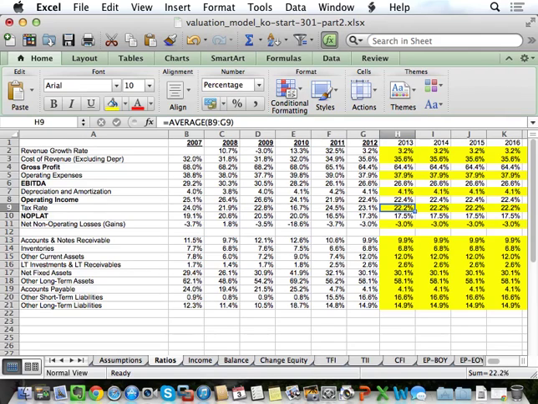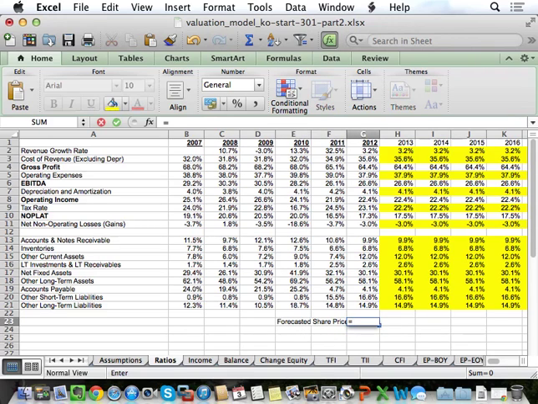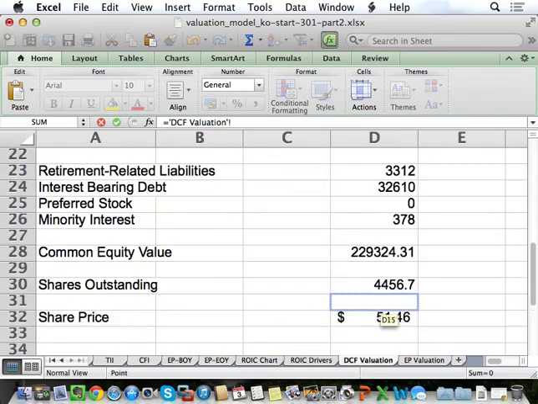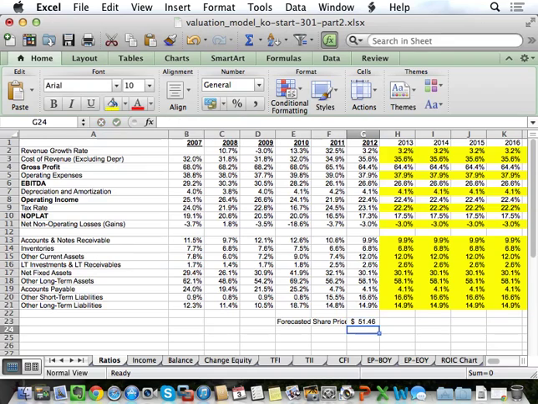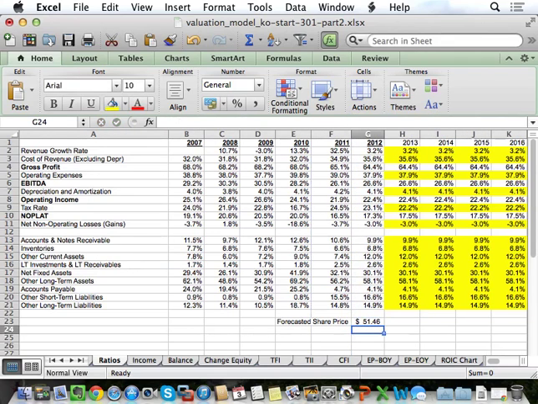And I'm going to put in forecasted share price. And then I'm going to refer to the DCF valuation share price as a reference so that when we finish the valuation of a company, we start changing the ratios, we don't have to keep jumping back and forth between tabs. We can actually see, as we change the assumptions, how it affects the share price.